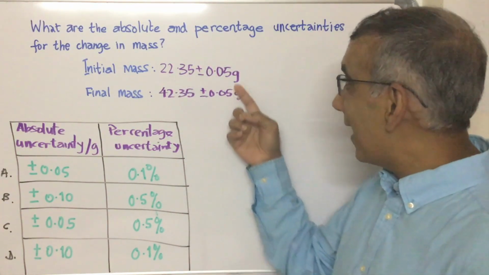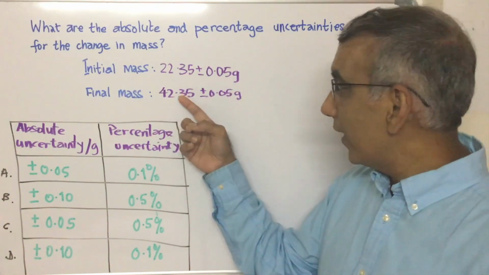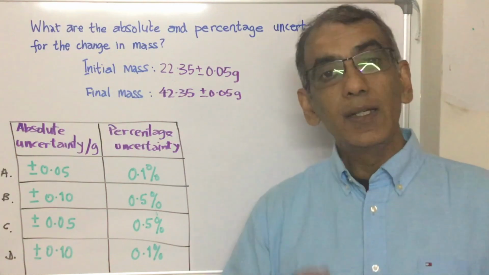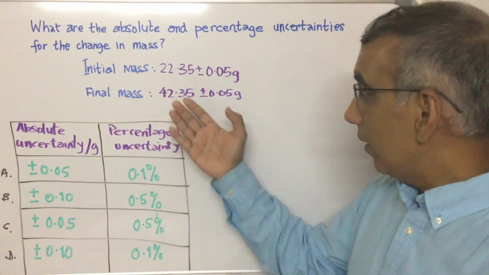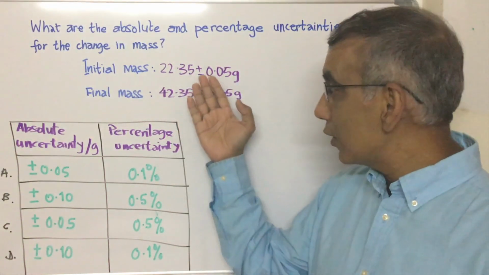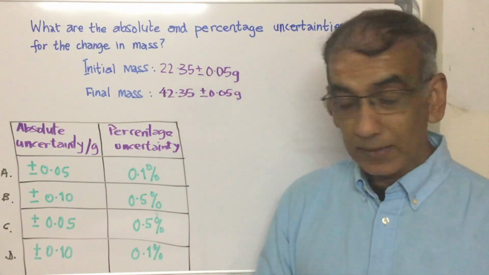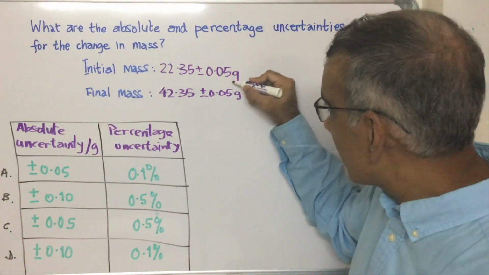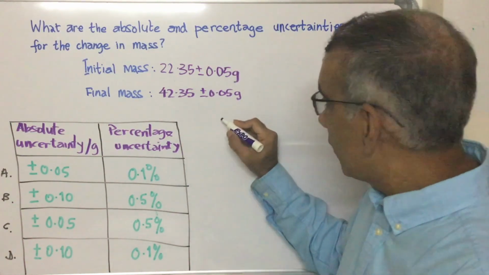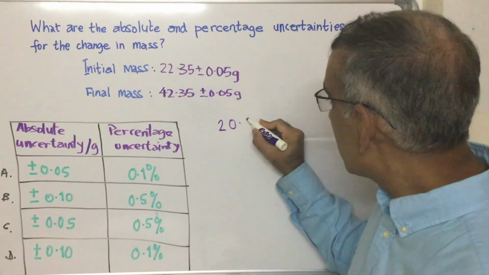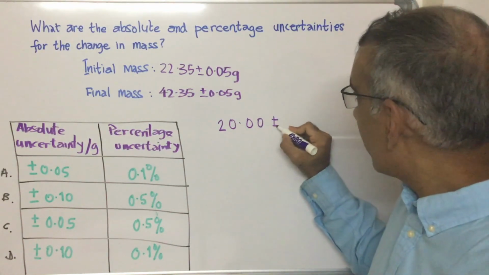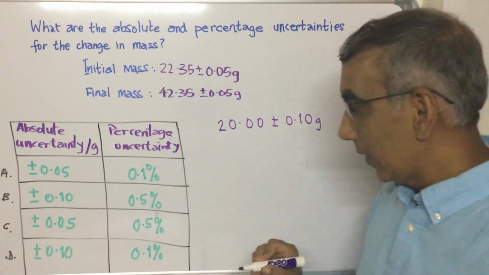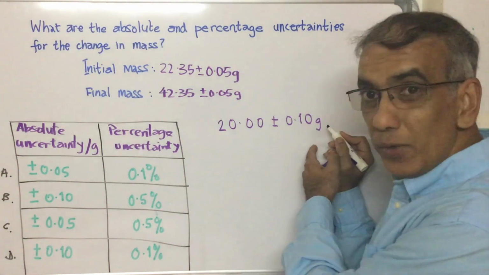So what you do is you add the uncertainties when you're finding a difference in one reading versus another. Similar thing for a burette, a similar thing for a ruler, or here in the case of a balance with an initial mass and a final mass. So with that difference of 20, then you add these uncertainties. So your output from this would be 20.00 plus or minus 0.10 grams. Now, that would be the absolute uncertainty.